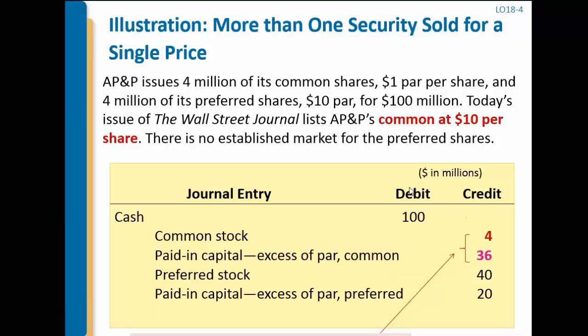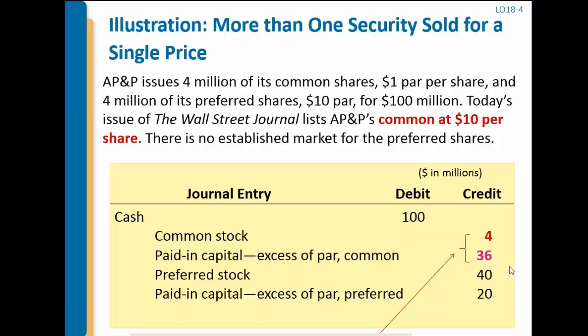So you notice here, the other issue is the fact that we do know the price of the common stock, which is $10. So the price of the stock is $10. $10 times 4 million is 40 million, but only 4 million times 1 is 4 million, and the rest is going to be paid in capital in excess of par.